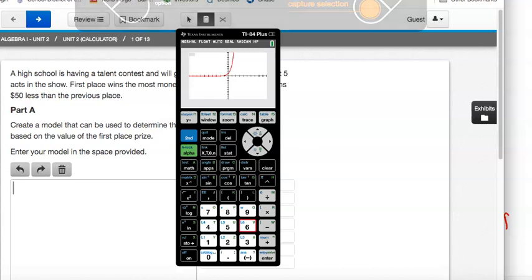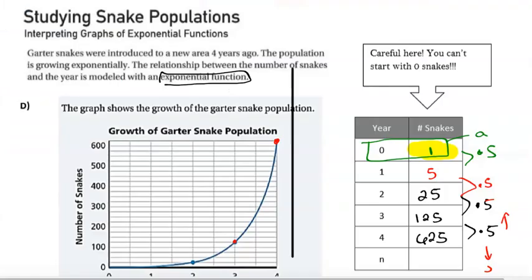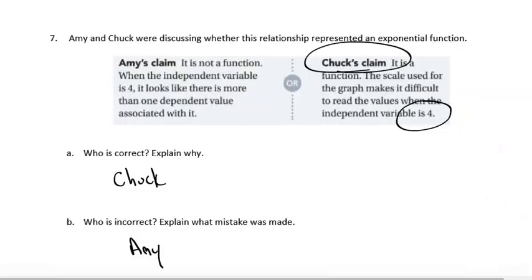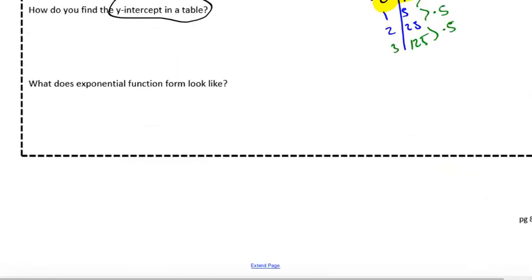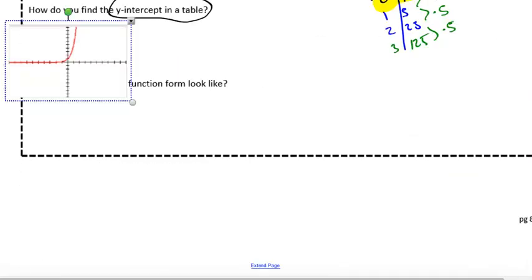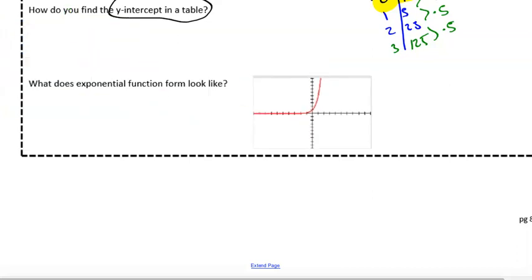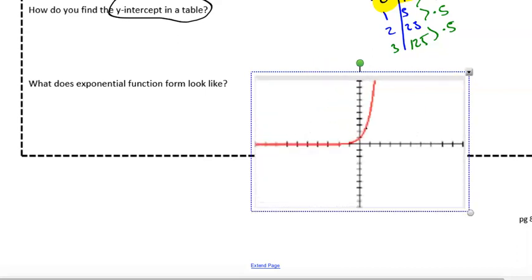What does it look like? It looks like this right here. All right, there's your exponential function. Let me just take one more picture of that. Come back to my screen here, and what does it look like? It looks like this right there. There's your exponential function. All right, this is your basic.